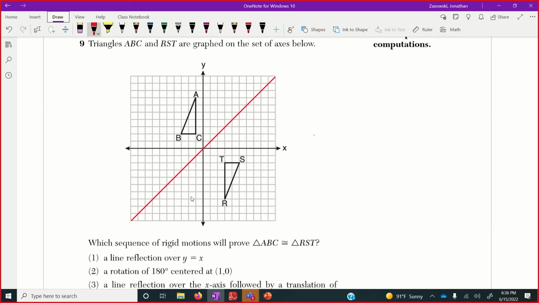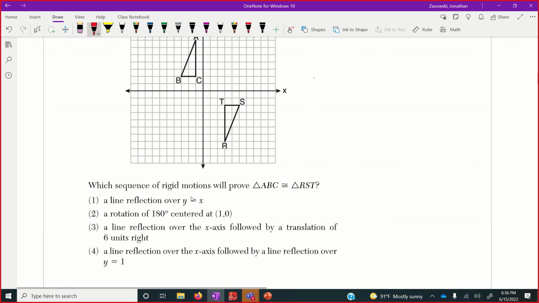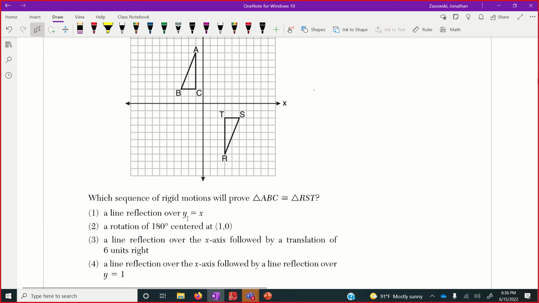Also, keep in mind, when you're looking at the points here, A is supposed to go onto R and B is supposed to go onto S. So if we just do a reflection, that's not necessarily going to work. We're going to have to do 2 reflections. So if you take a look at the next one, what if we rotated 180 degrees around the point 1, 0? So here's the point 1, 0.